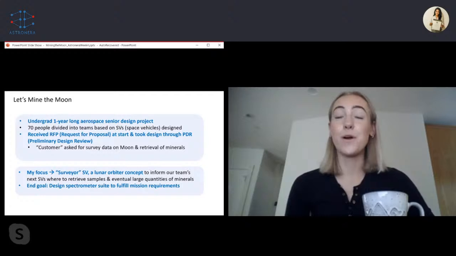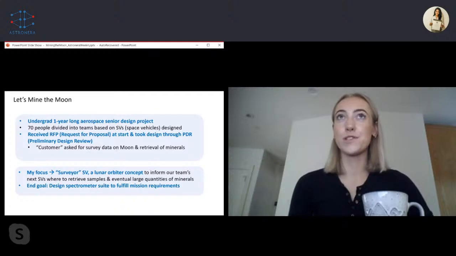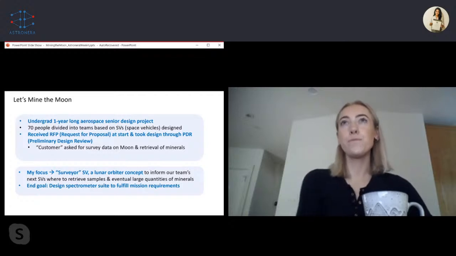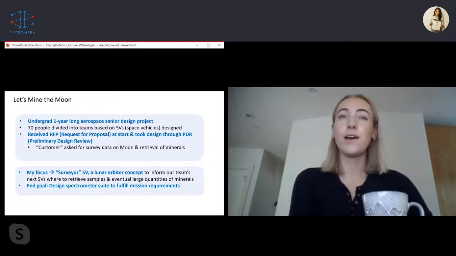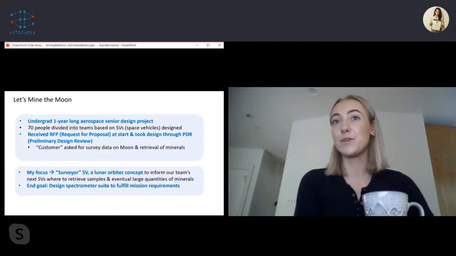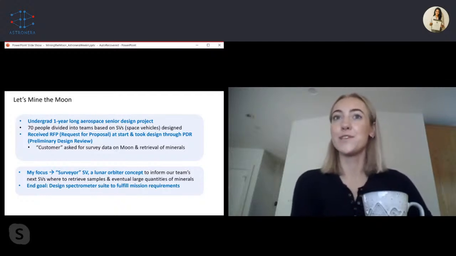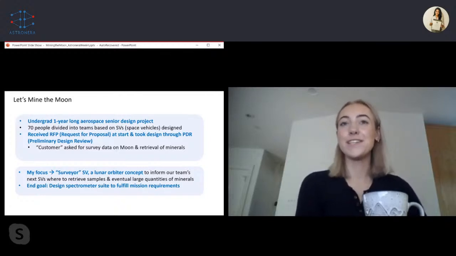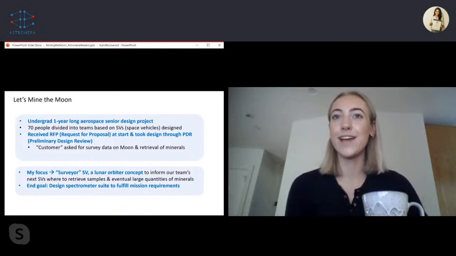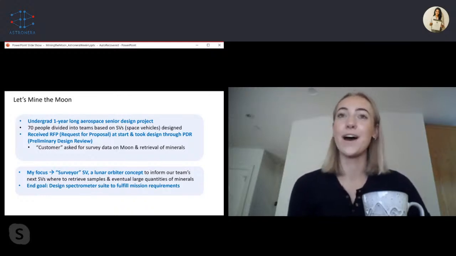But our project, our customer, asked for survey data on the moon: what types of minerals are on the surface, what types of minerals are underneath the surface, how much can we know about the composition of the moon, as well as retrieval of these minerals, which seems pretty wild. And this was definitely an out there sort of project. The timeline was crazy, like pretending we were getting these minerals and analyzing them on Earth by 2050 or something like that.